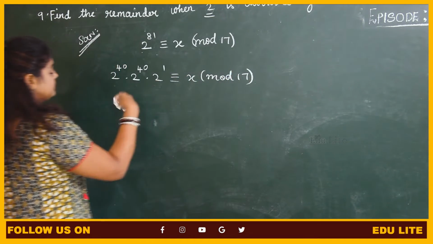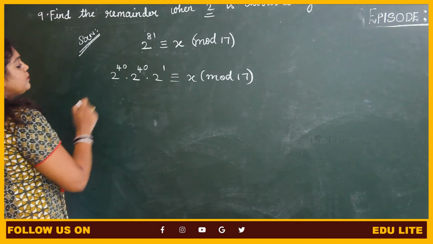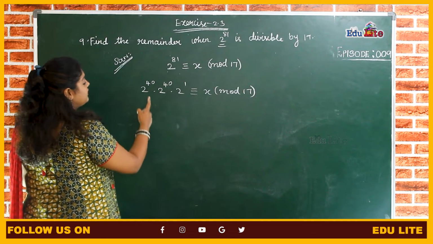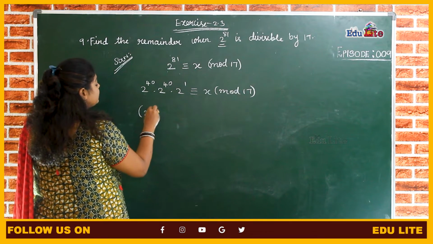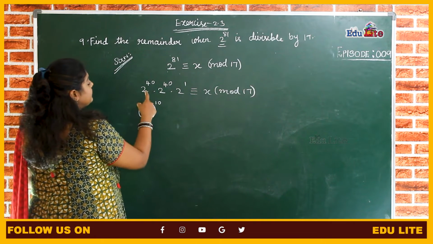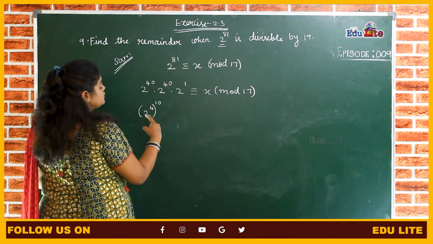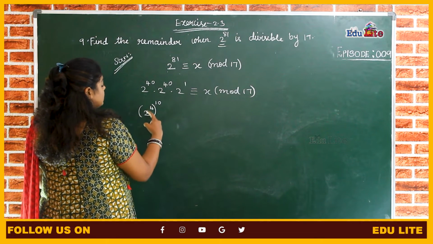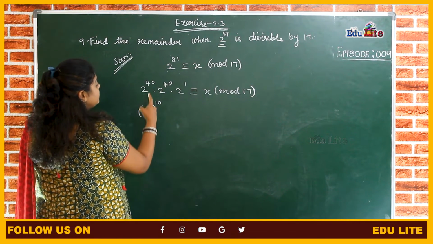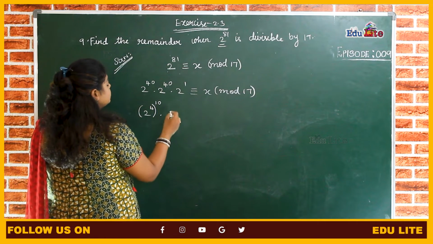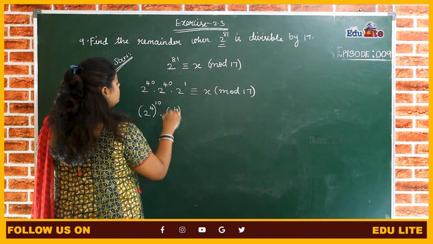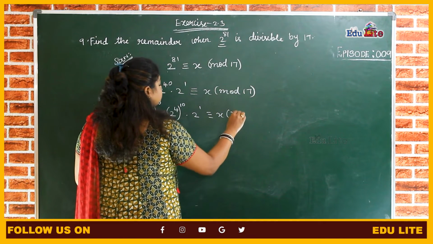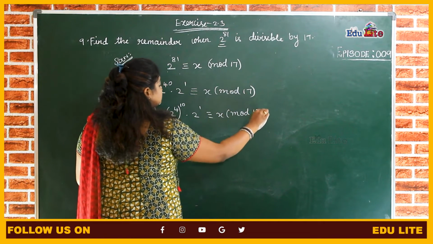I am going to simplify this even more. This 2 power 40 can be written as 2 power 4 whole power 10, because 2 power 40 can be written as 2 power 4 into 10. For one base we can have 2 powers, which means 2 power 40. I have rewritten 2 power 40 in such a way. Similarly, this can also be written in the same way, 2 power 4 whole power 10. This is 2 power 1, congruent to x mod 17.